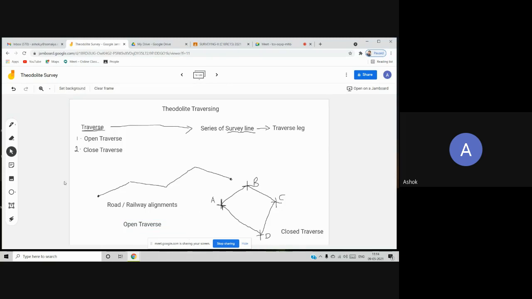Anything else you want to discuss? Till now it is clear? Yes, sir. Okay. So in this, what we covered? We covered what is a traverse and the types of traverse, open traverse and closed traverse. The main difference between them is that a closed traverse terminates at the starting point, whereas an open traverse does not terminate at the starting point.